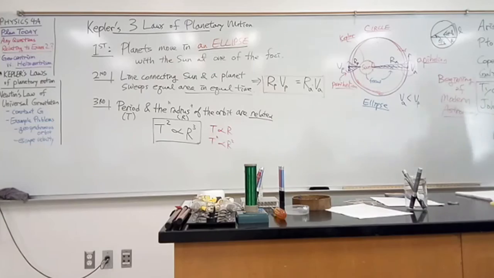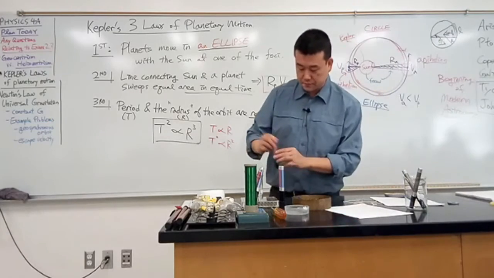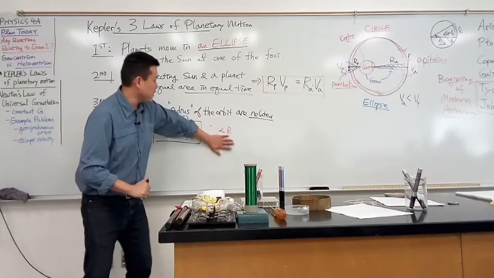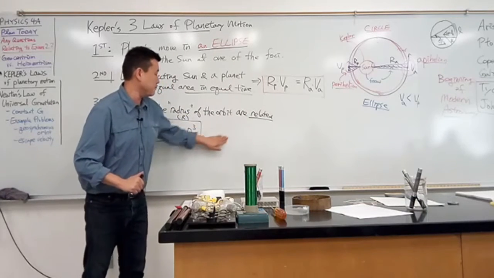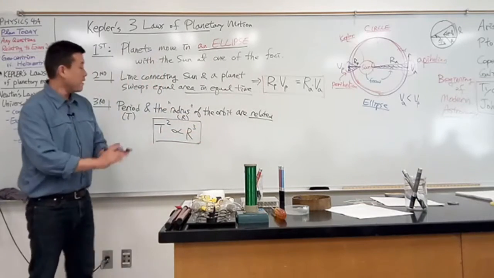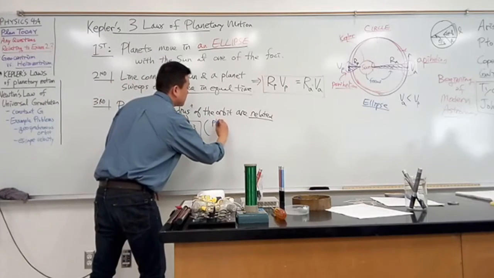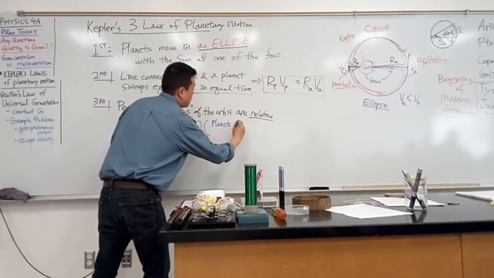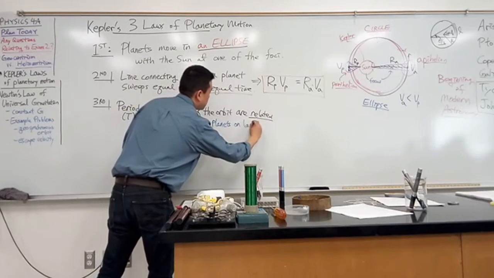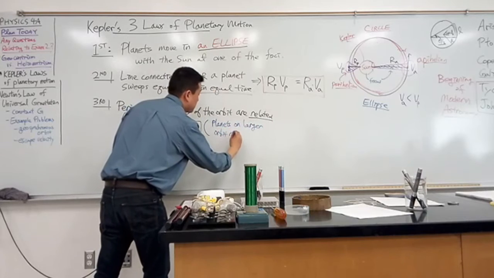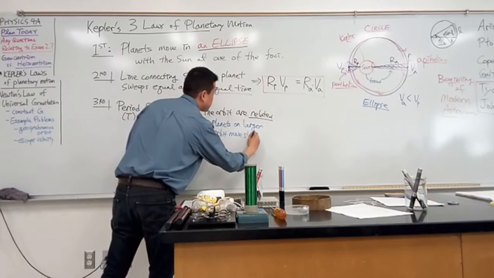So let me write it down. This is the statement of Kepler's law, but it's a little bit hard to understand what it really means without doing a bunch of math. So what it means is that planets on larger orbits move slower.